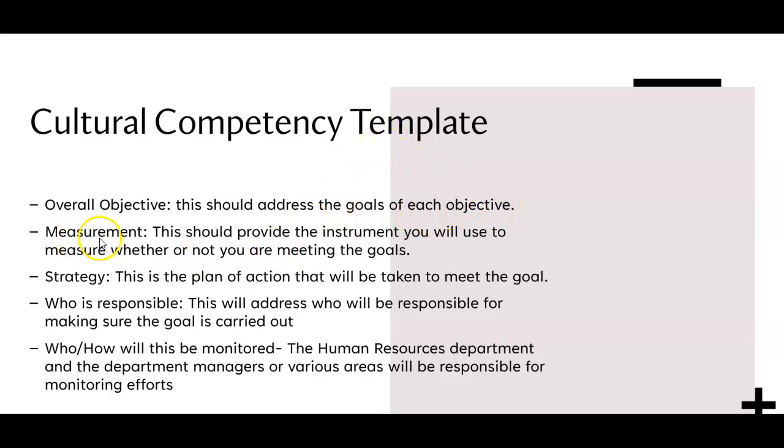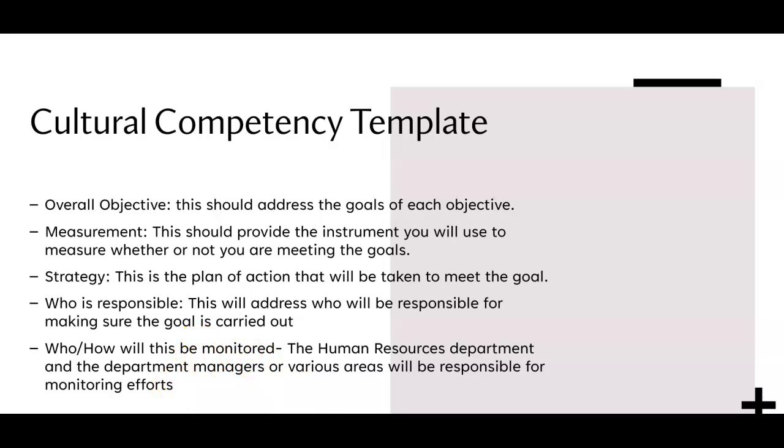And then there's going to be a part for measurement, and this should provide the instrument you'll be using to measure whether or not you're meeting those goals. Your strategy is the plan of action that will be taken to meet the goal. And then who's responsible? This will address who will be responsible for making sure those goals are carried out. And then how will this be monitored?